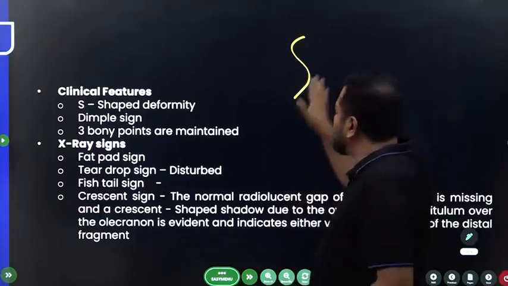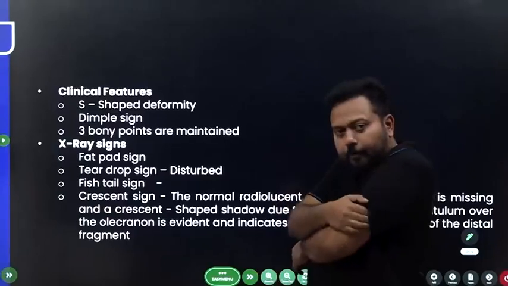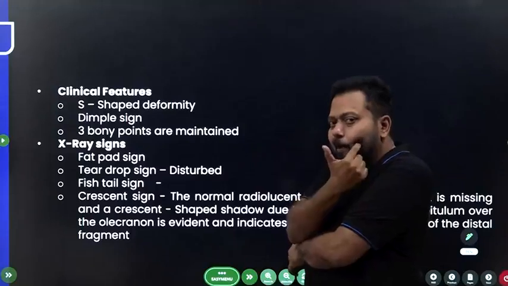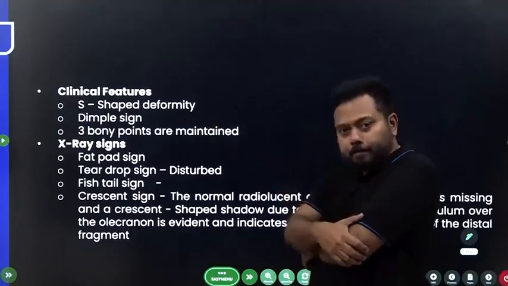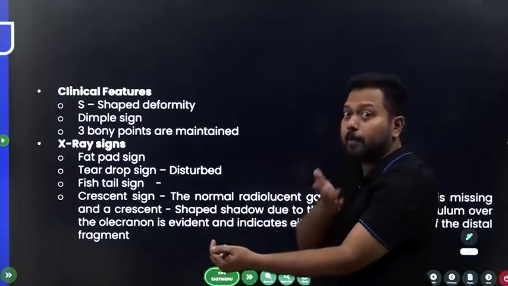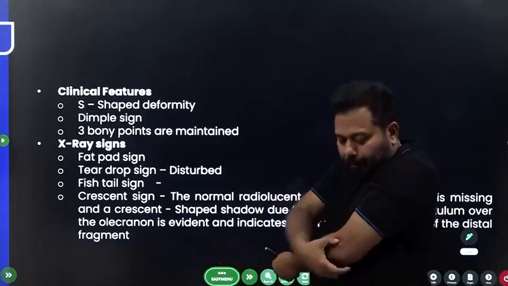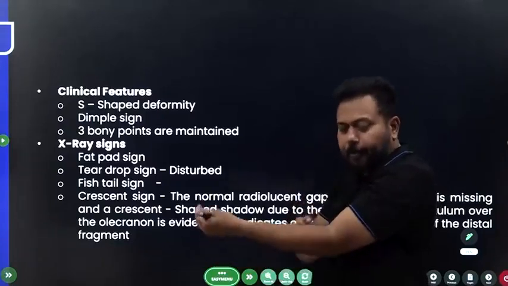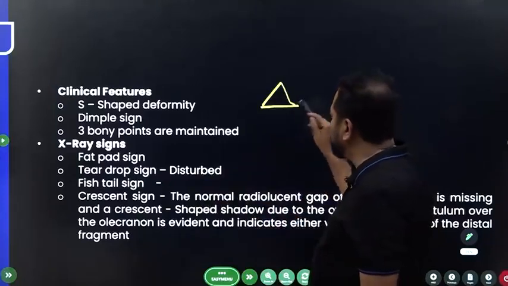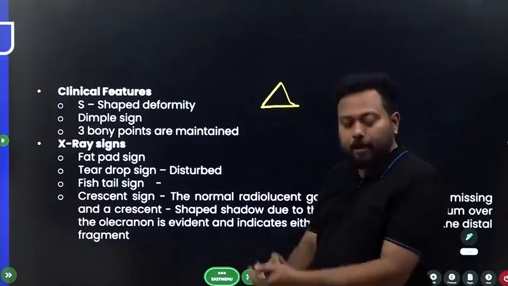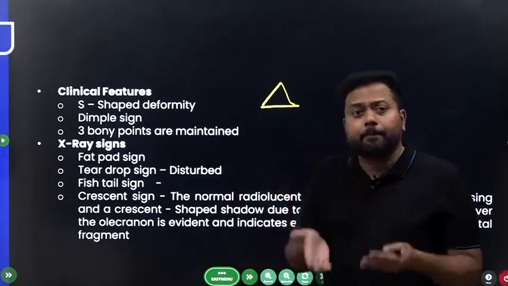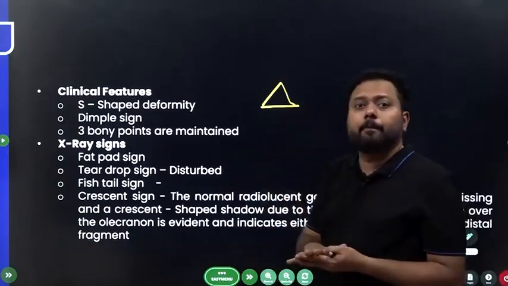Number 1 sign. Number 2 sign, when you have a look at the skin over the fracture site, there will be puckering of skin like a dimple. So that's called a dimple sign. Then when you palpate, the fracture is supracondylar, that means the fracture is above the medial and lateral epicondyle. So you palpate the lateral epicondyle, medial epicondyle, olecranon. The 3 bony points, the isosceles triangle is well maintained, because the pathology is above both the epicondyles.